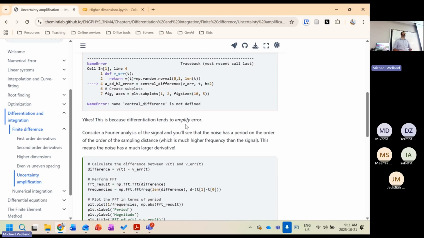Differentiation tends to amplify error. The problem is that when you have two data points that go like that, say that's the real one, but now you have something that very quickly has gone like that just because of uncertainty, your derivative is now that. And then randomly, your point is down here, and all of a sudden your gradient has gone down very quickly.